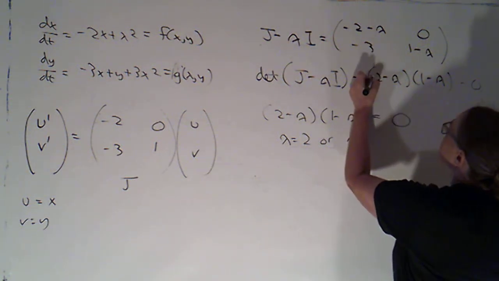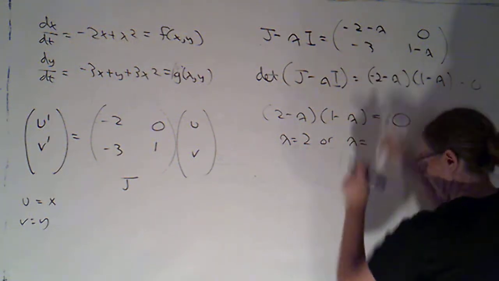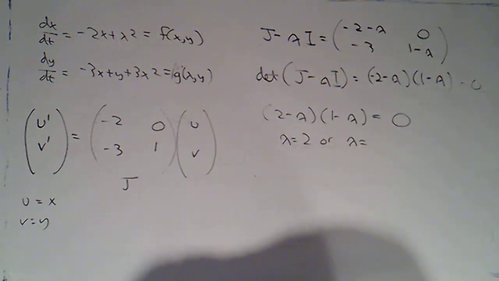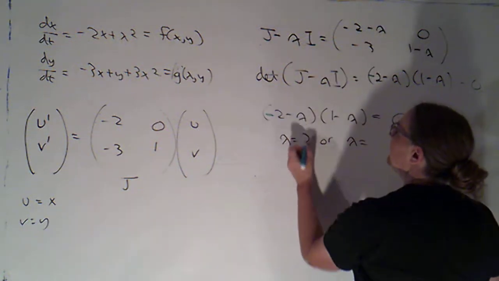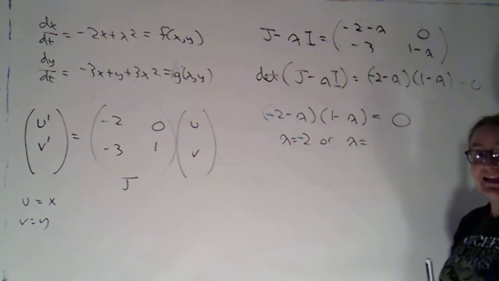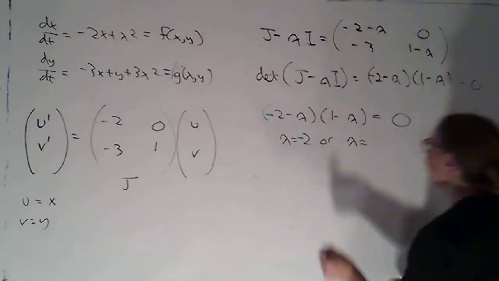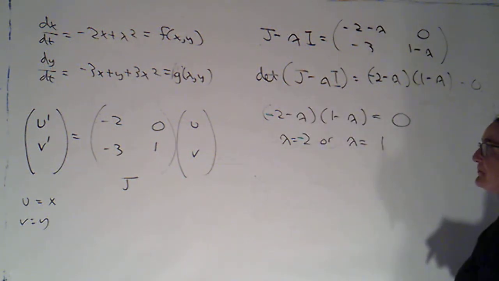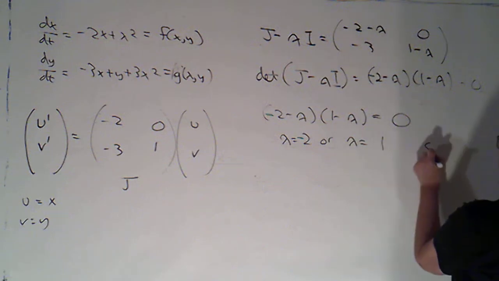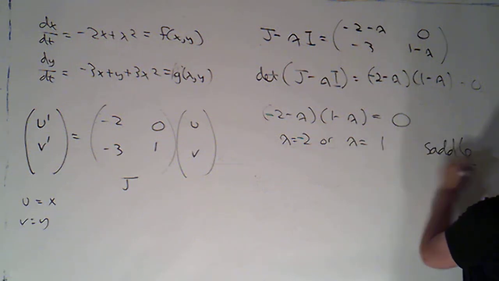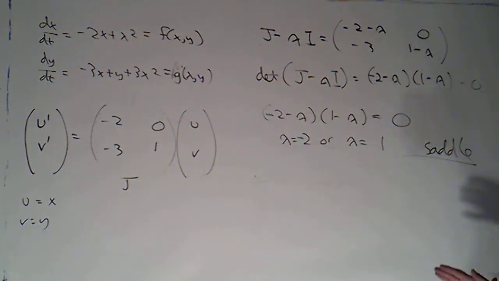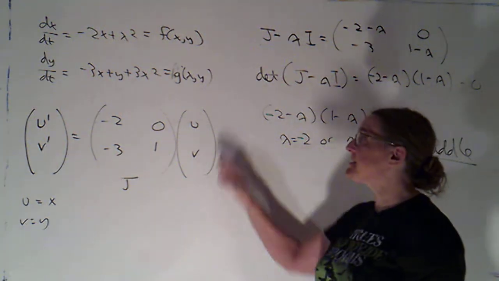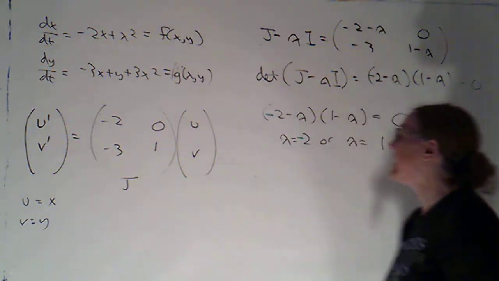I'm sorry, that was a negative 2. My bad. This should have been a negative here and a negative here. And so that's going to make lambda equal negative 2, or lambda is going to equal 1. So I know right now we've got a saddle, and that's one of the cases where this works. So the origin is a saddle in both the linearized and the nonlinear system that we have.